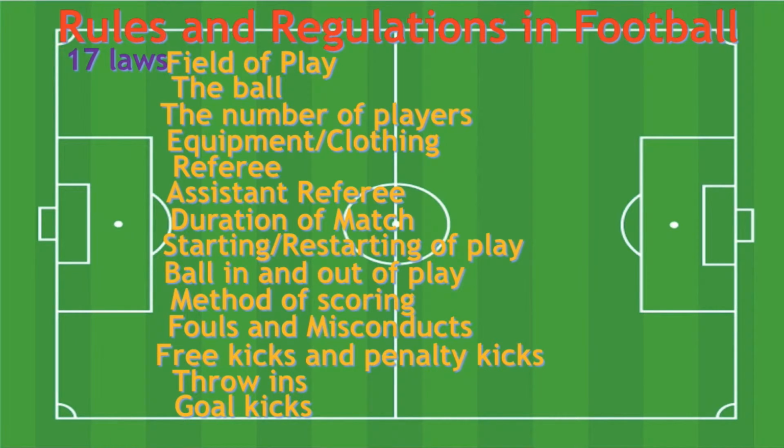Goal kicks. These are used to restart the play when the ball crosses the goal line from the touch of the opposition. Corner kicks. This is given when all of the ball crosses the back line by a defending player. It is taken inside the corner arc marked. The defending team must be 9.15 metres from the ball.